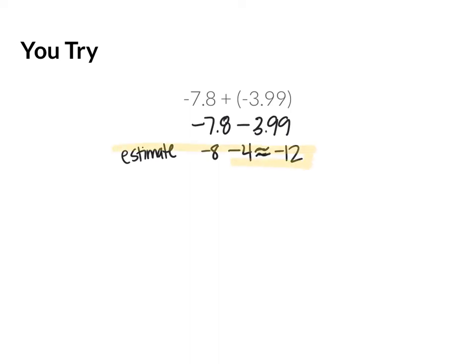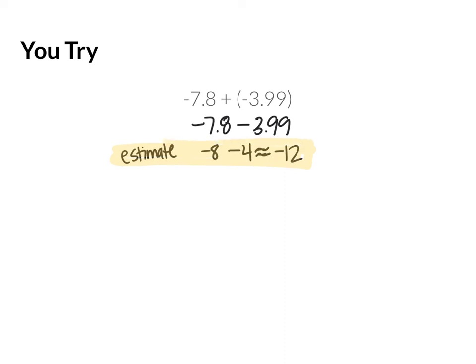Here's one for you to try, so pause, try it on your own, and play to check your answer. I do have a double sign, so I rewrite -7 8/10 minus 3 99/100. You can do the estimation mentally. I like writing it out so you guys can see where my head's at. Gives me about -8 minus about 4. Oh, and I need to show that it gives me about -12 for my estimate.